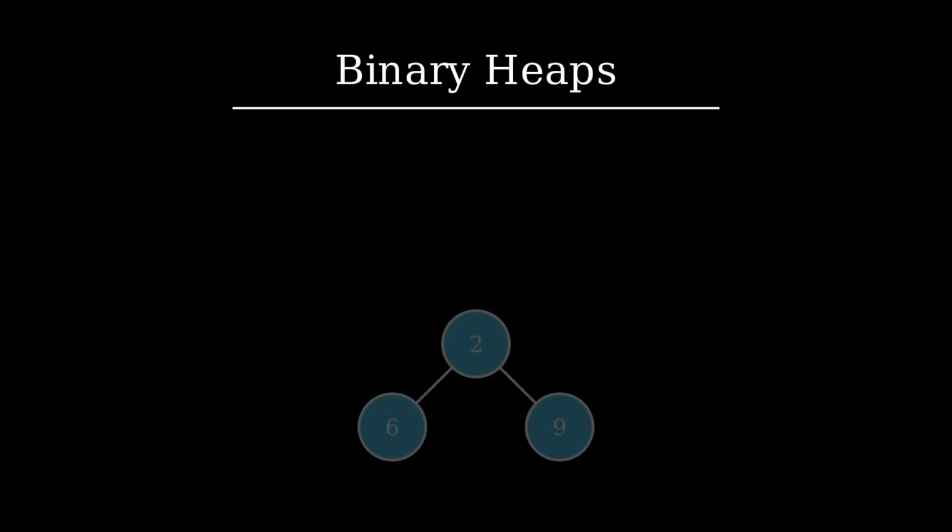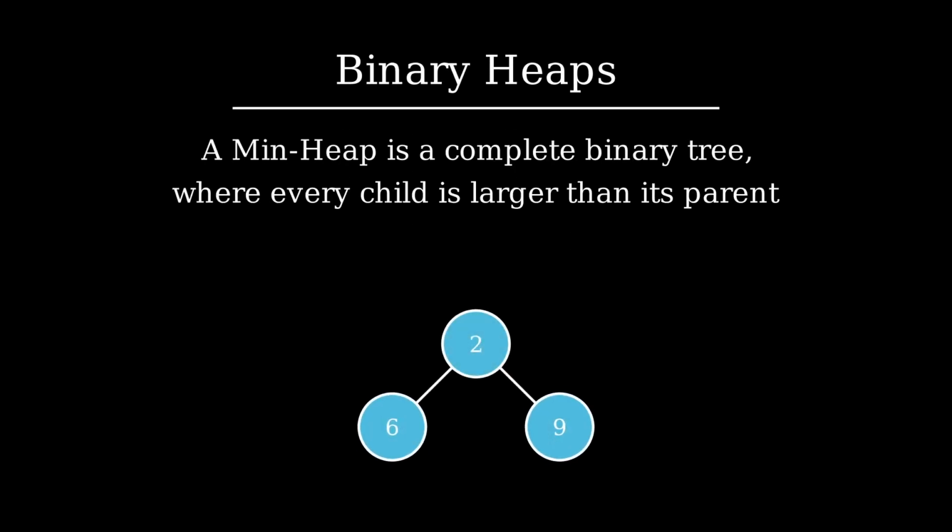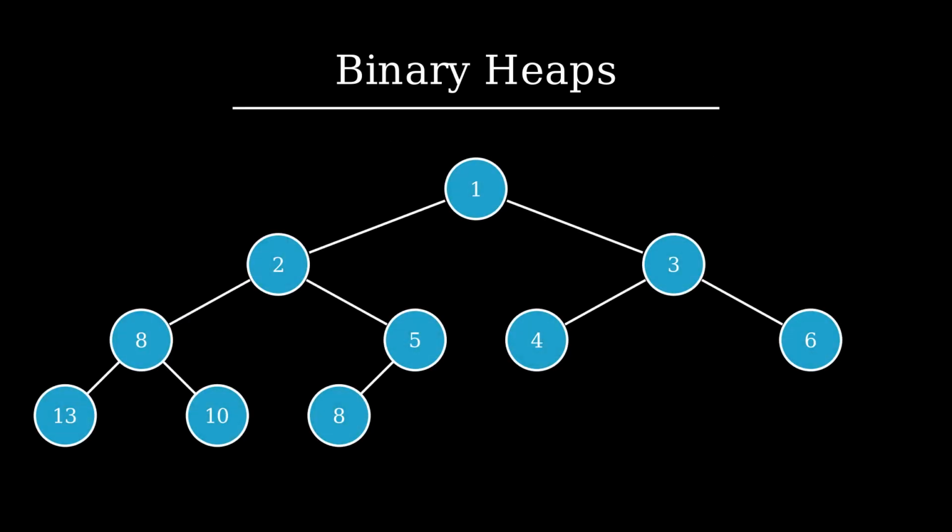The objective of this video is to understand how binary heaps work. Specifically, we'll look at a min heap. A min heap is a complete binary tree where each child is larger than its parent. Consequently, all the nodes under any given node will be less than or equal to the value of that node.